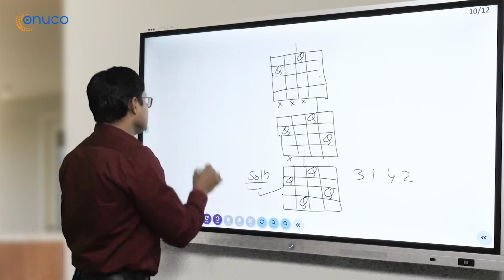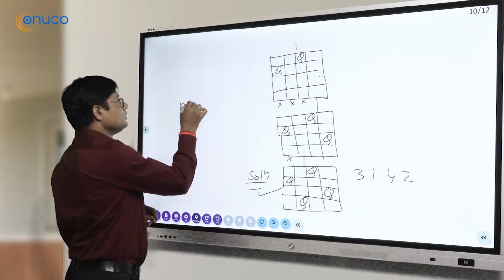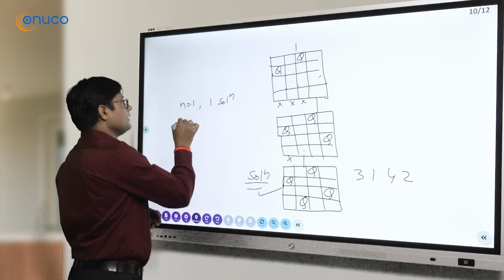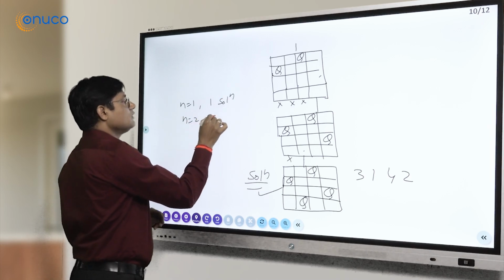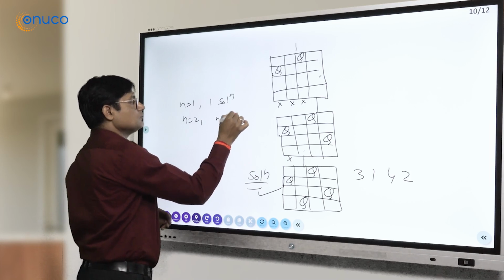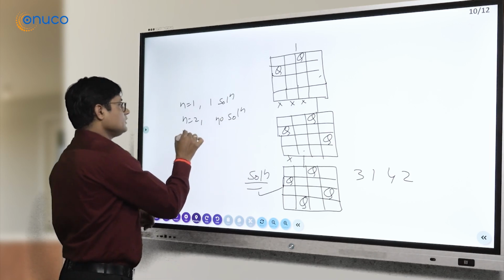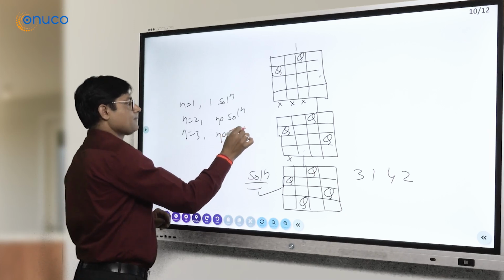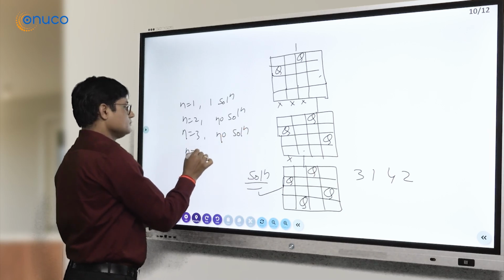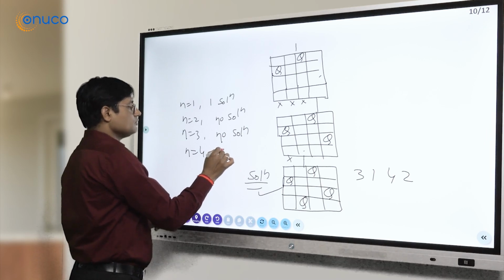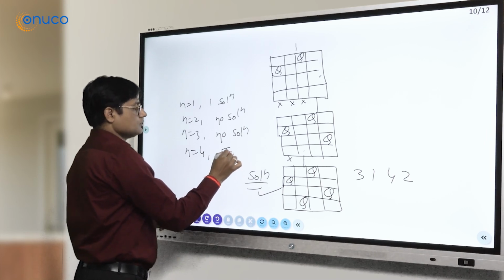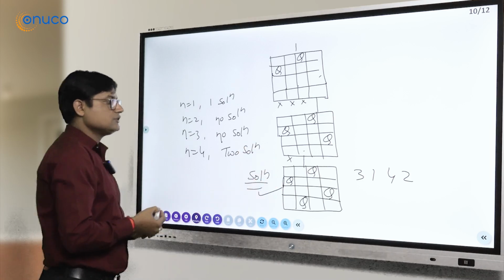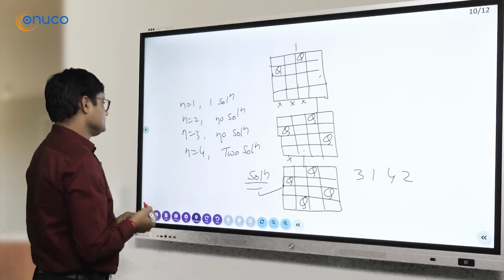Remember, when we discussed n is equal to 1, we got 1 solution. N is equal to 2, we got no solutions. There is no solution possible. N is equal to 3, we got no solutions. N is equal to 4, how many solutions did we get? 2 different solutions. 2 solutions you got, right? And both the solutions we have already discussed.